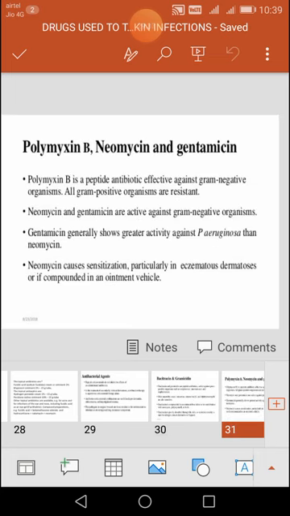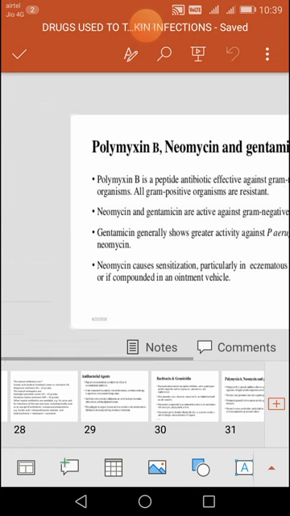Then polymyxin B, neomycin, and gentamicin. Polymyxin B is a peptide antibiotic effective against gram-negative organisms. All the gram-positive organisms are resistant. Neomycin and gentamicin are active against gram-negative organisms. Gentamicin generally shows greater activity than neomycin. Neomycin causes sensitization, particularly in eczematous dermatitis or if compounded in an ointment vehicle.